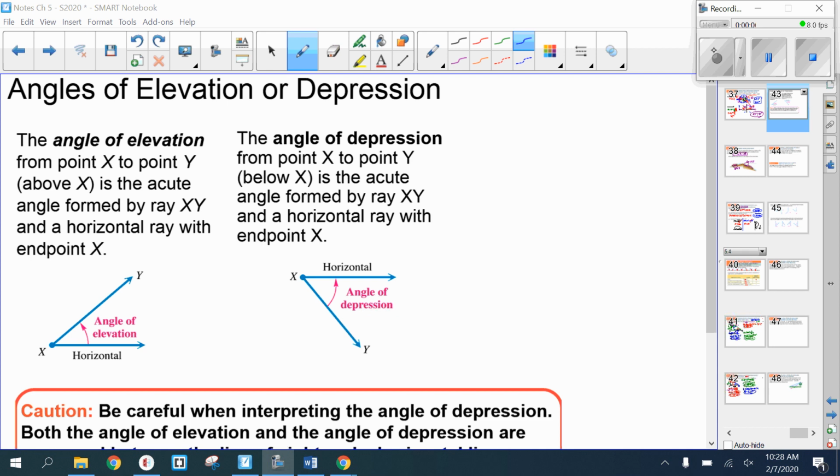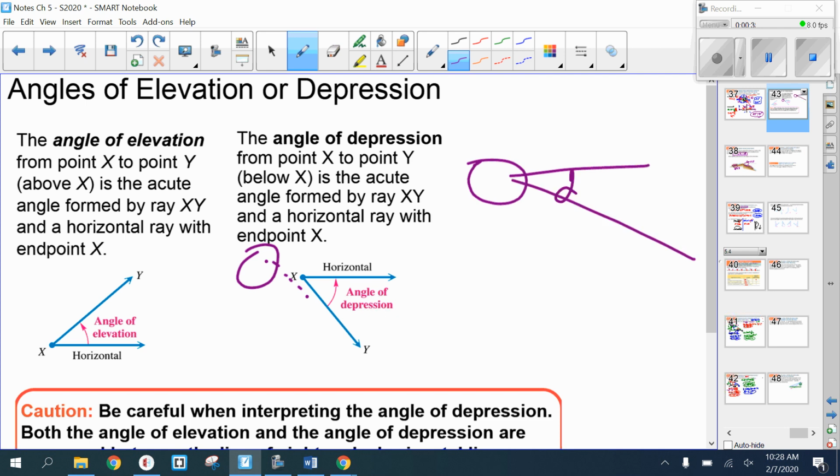Angles of elevation or depression. I'm not going to read all this to you; you can read it yourself. One thing I would say is if you're depressed, you're looking down. So just think about that as you draw your picture. Angle of depression is if you were normal, you're looking forward, but if you're depressed, you're looking down. That's a common mistake that people make, they don't think about that.